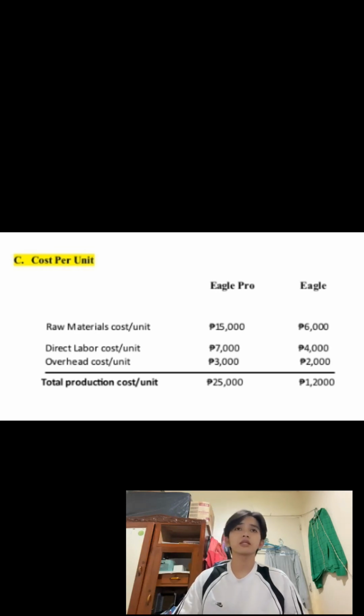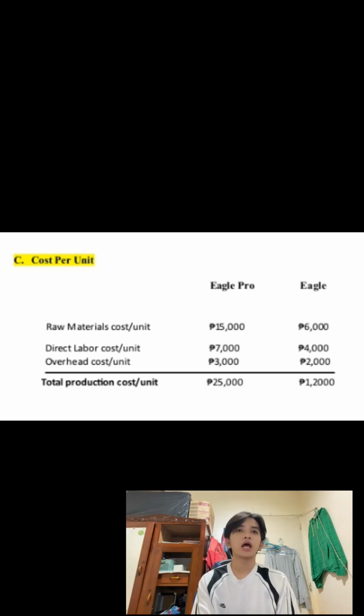Today I will be explaining the cost per unit of both variants, as summarized as follows. The assumed cost per unit is the estimated expense to make one product or provide one service, and it includes costs like material, labor, and overhead. Companies use these estimates to figure out how much it costs to make their products, helping them set prices and plan budgets effectively. The formula is total production cost per unit equals raw materials cost per unit plus direct labor cost per unit plus overhead cost per unit.